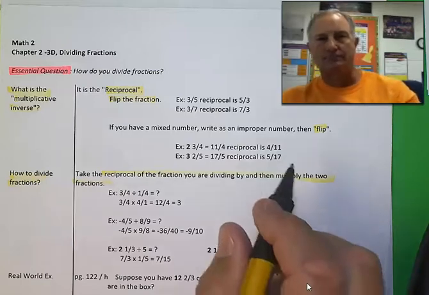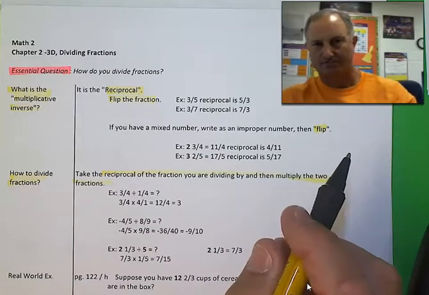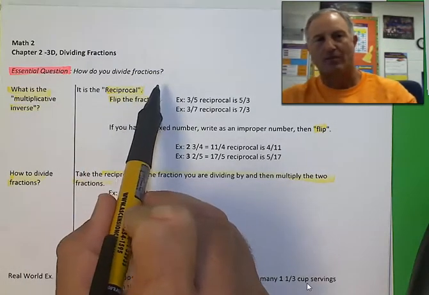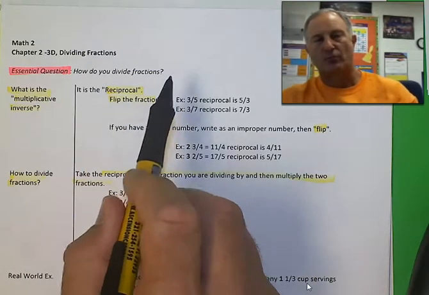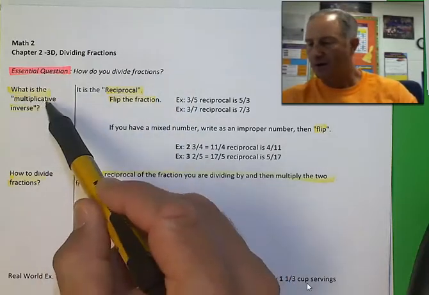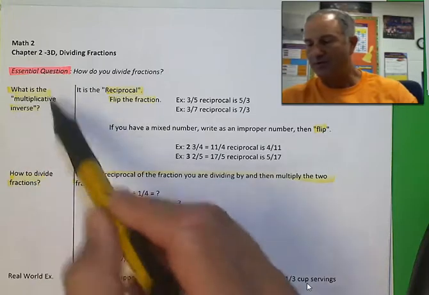All right, here we go. Chapter 2, Section 3D, dividing fractions. Our essential question is, how do you divide fractions? The same rules with signs will apply, but there is a little bit of a twist here, and that's we're going to start talking about reciprocal or multiplicative inverse.